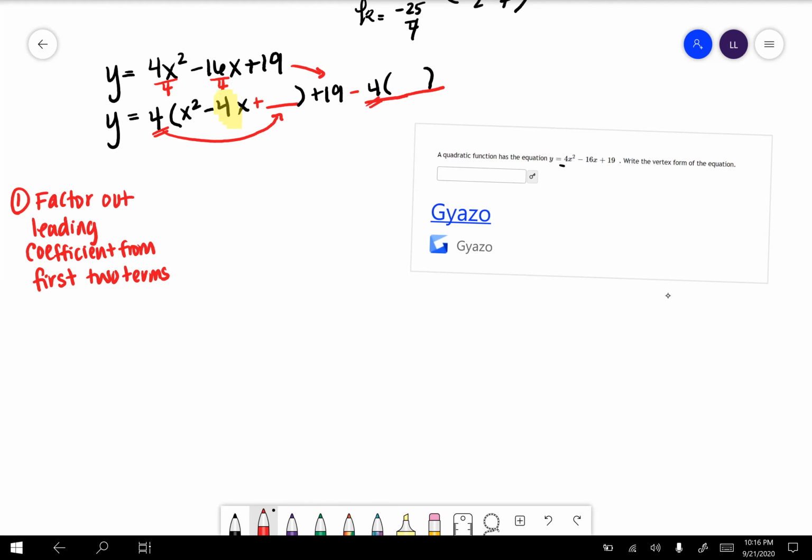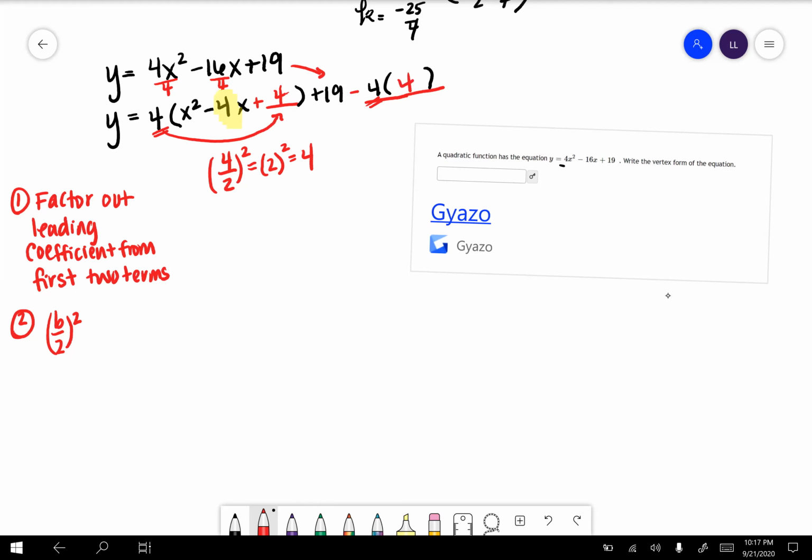Just to recap. All right, the second step is to identify our b, and remember, do b over 2 and square it. So 4 over 2 is 2. 2 squared is 4. So what am I adding to both sides? 4. Okay, but I'm actually adding 16, right? 4 times 4 is 16. So 4 and 4, that gives us 16.